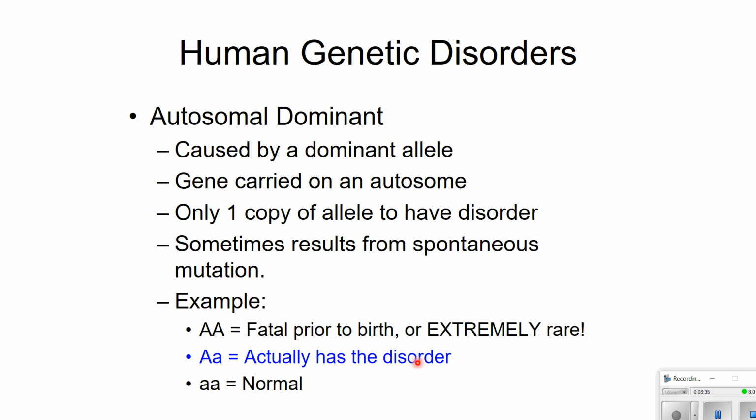I mentioned earlier a human condition called polydactyly, where a person is born with 6 fingers on a hand or 6 toes on a foot. And that's a dominant trait. That's a dominant allele that causes that. But it's an extremely rare allele.